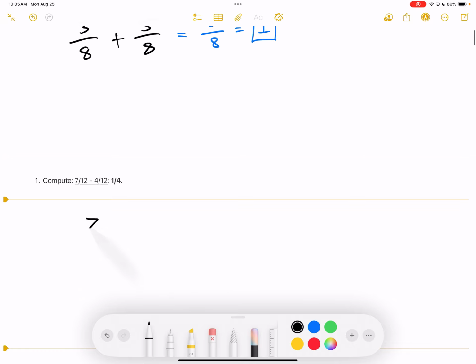If you're subtracting, you still do it the same way. This is 7/12 minus 4/12. You keep the denominator the same, so it stays as a 12, and I have 7 minus 4. I just do the numerator. 7 minus 4 would be 3.